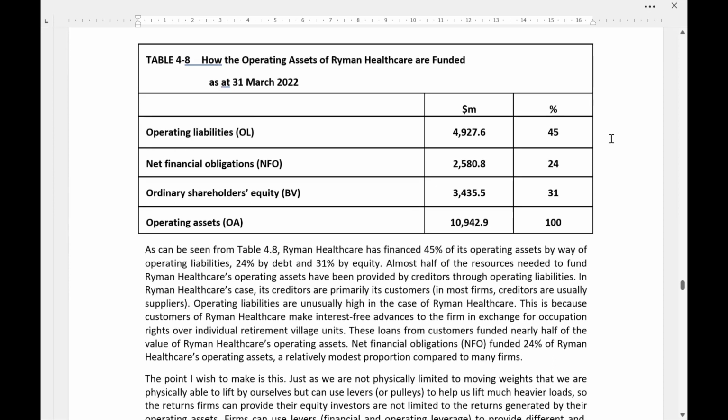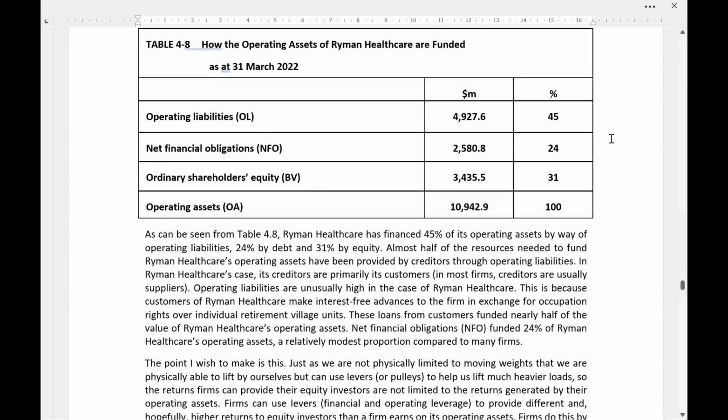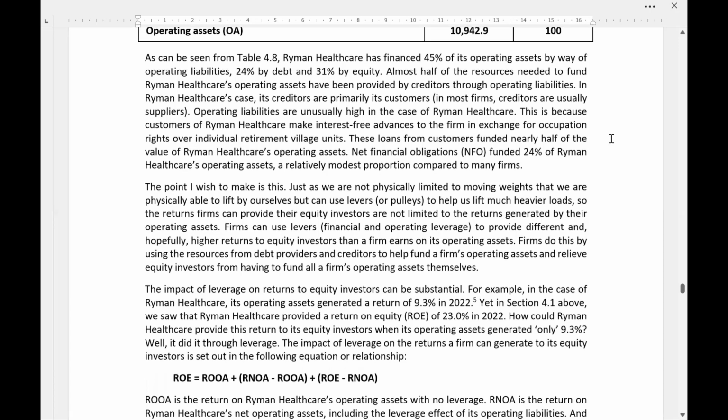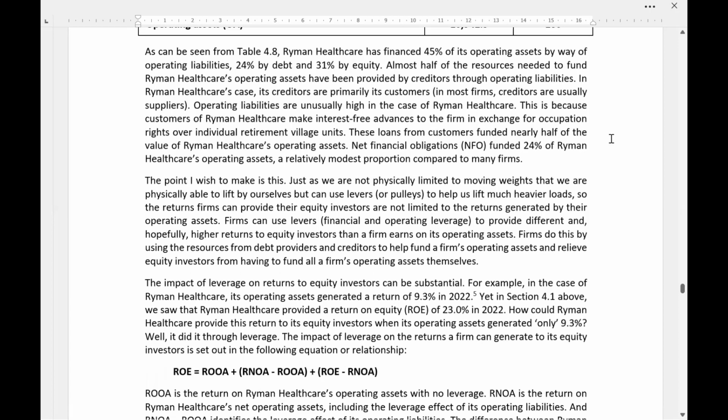As can be seen from Table 4.8, Ryman Healthcare has financed 45% of its operating assets by way of operating liabilities, 24% by debt, and 31% by equity. Almost half of the resources needed to fund Ryman Healthcare's operating assets have been provided by creditors through operating liabilities. In Ryman Healthcare's case, its creditors are primarily its customers. In most firms, creditors are usually suppliers. Operating liabilities are unusually high in the case of Ryman Healthcare.